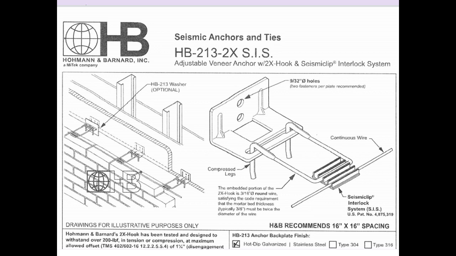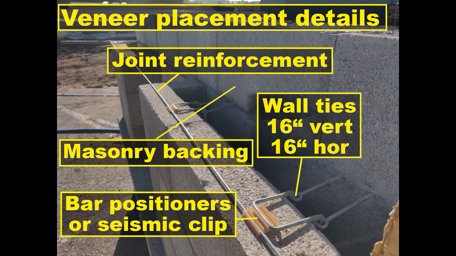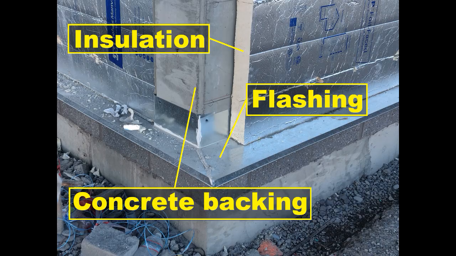Anchored veneer construction. Do not install veneer until the exterior sheathing, moisture barrier, veneer anchors and flashing have been installed on the backing. Take extreme care to avoid damage to the moisture barrier and flashing during construction of the masonry veneer. Repair or replace portions of the moisture barrier and flashing that are damaged prior to completion of the veneer.